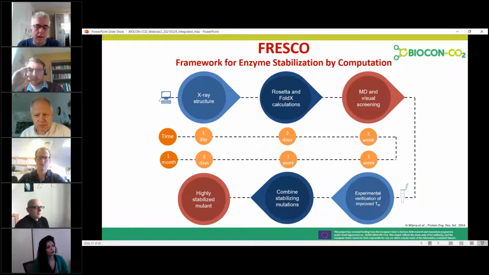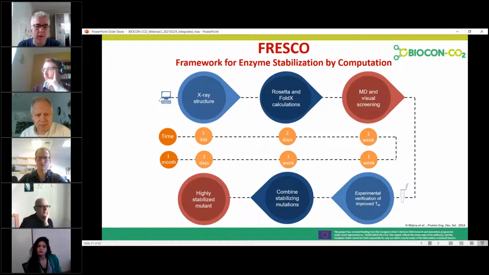And then there is this nice additional step. We can then decide to combine mutations, because all these predictions are based on single mutations that in principle can be combined to combine the beneficial effects. So in total, in this procedure, if you have everything in place, it takes about a month or two, and you will end up with a more stabilized enzyme. Now, to illustrate how this pans out, I have a few more slides on one project that we did on an alcohol dehydrogenase. So please, next slide.